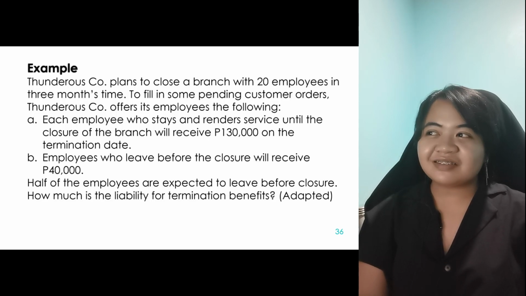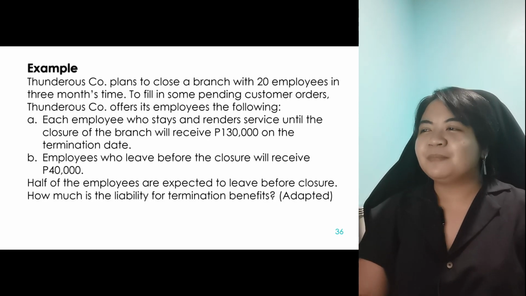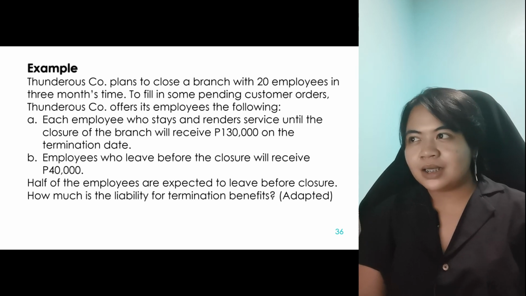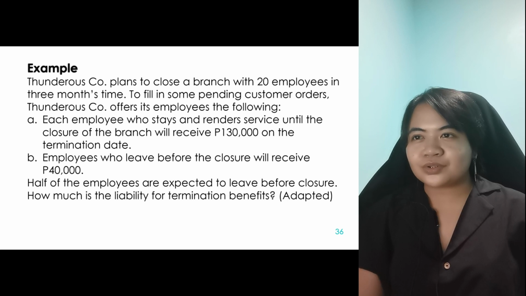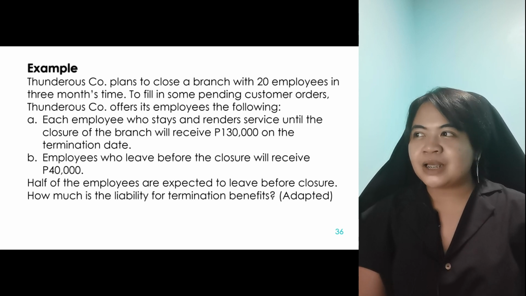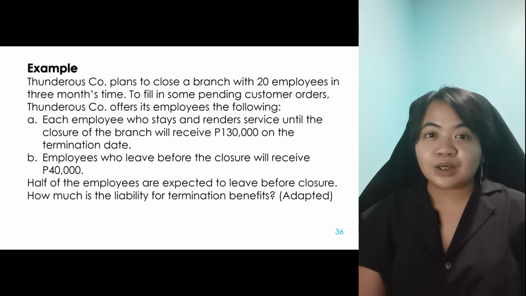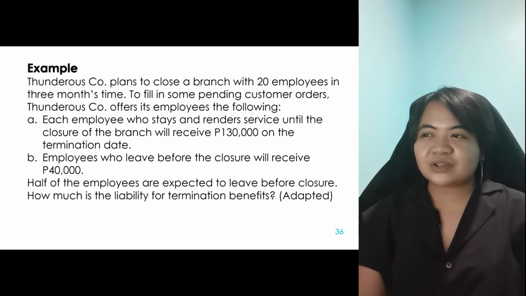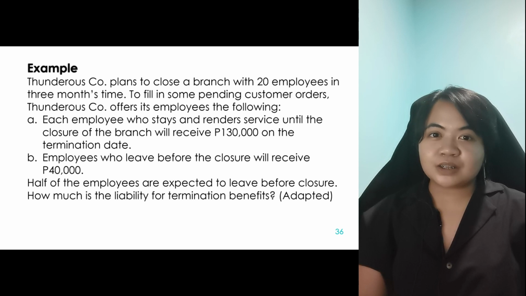Example, Thunderous Co. Circuits again. It plans to close a branch with 20 employees in 3 months' time, to fill in some pending customer orders, since some are still coming in. Thunderous Co. offers its employees the following. Each employee who stays and renders service until the closure of the branch will receive 130,000 on the termination date. Employees who leave before the closure will receive 40,000. Half of the employees are expected to leave before closure. How much is the liability for termination benefits?